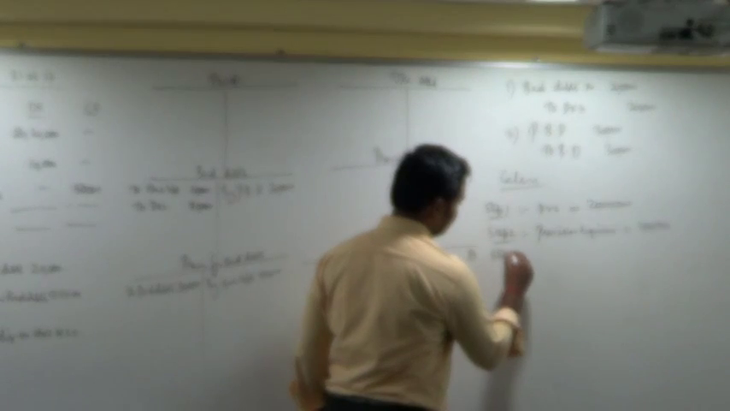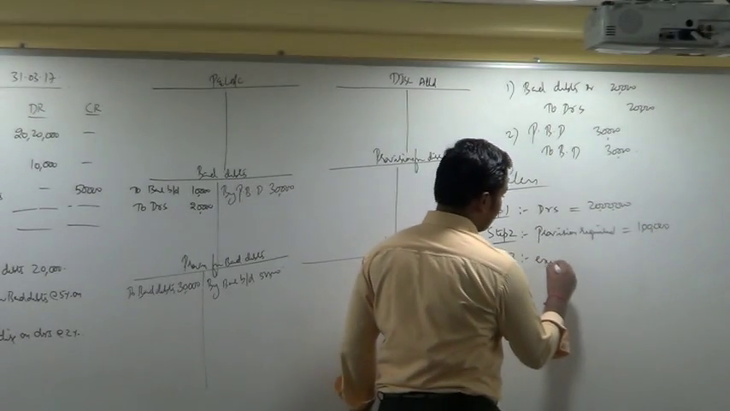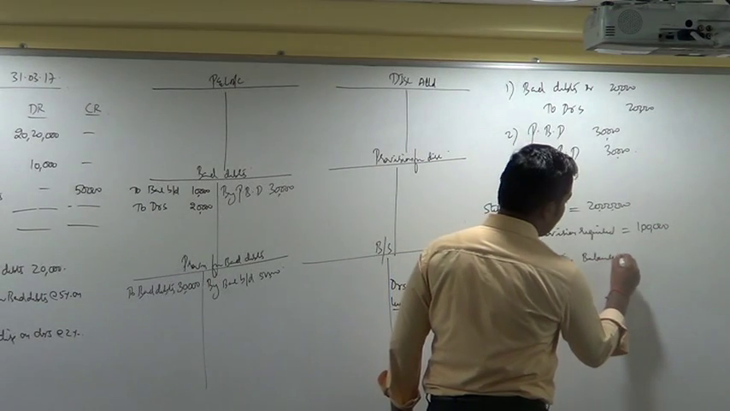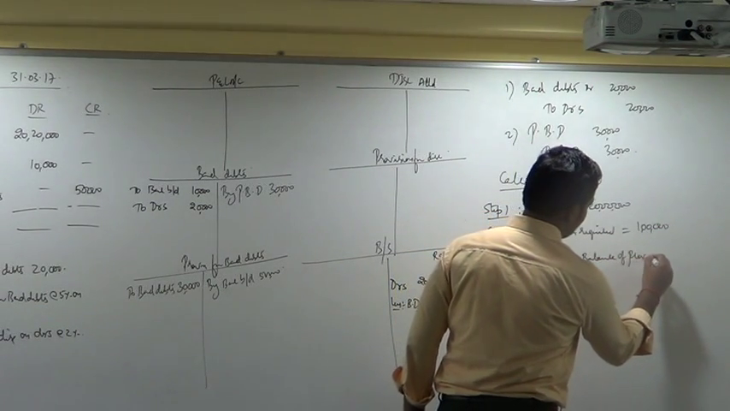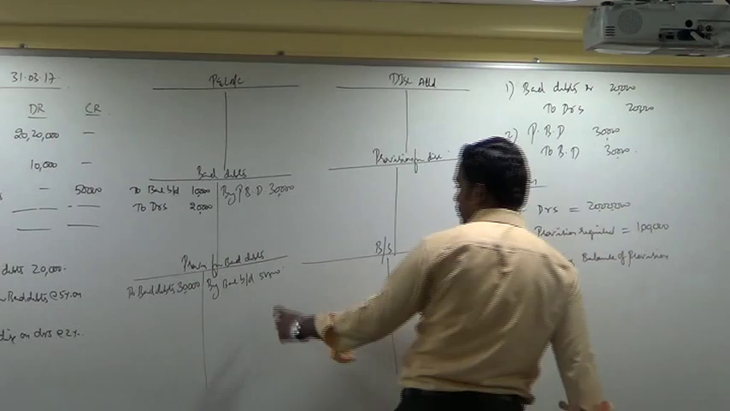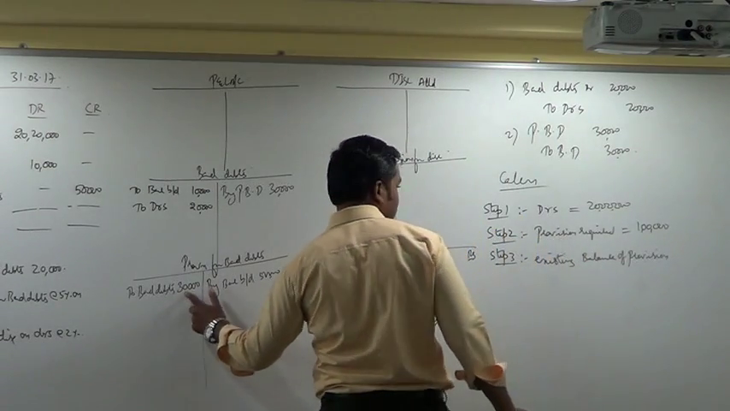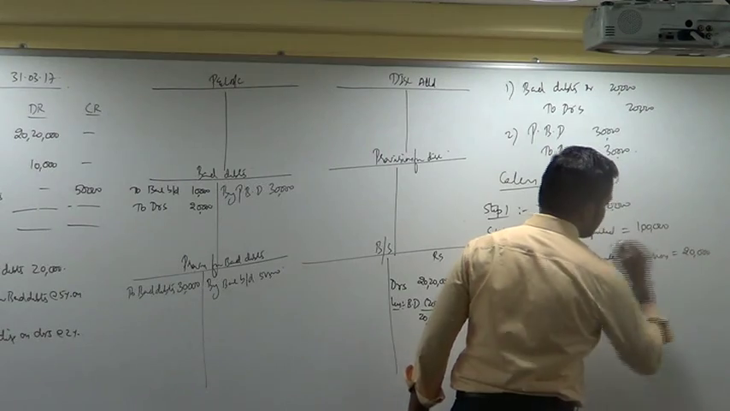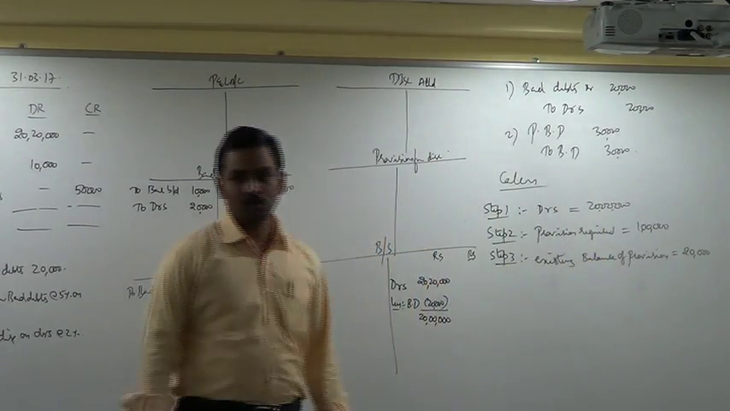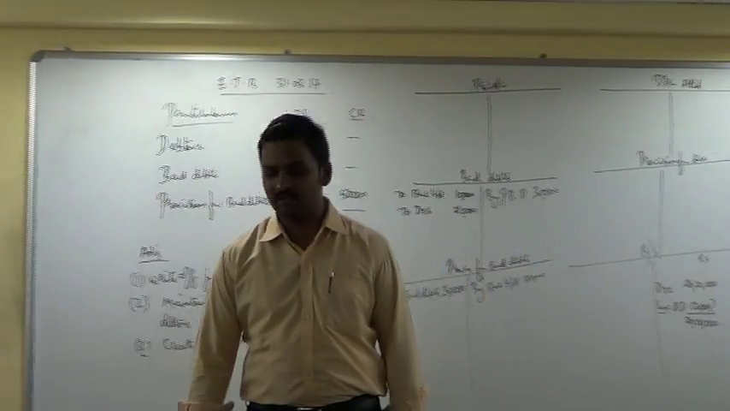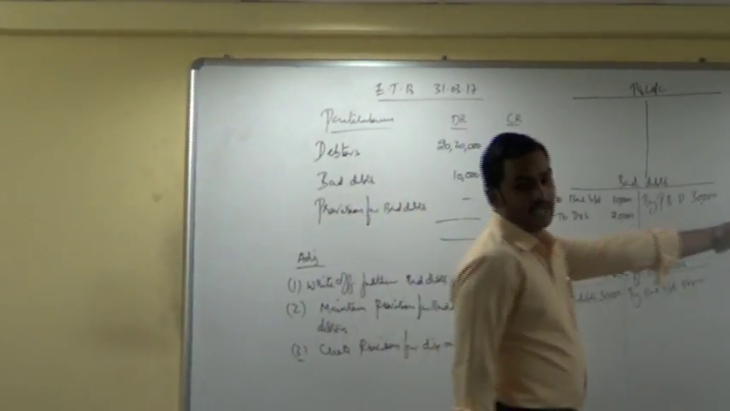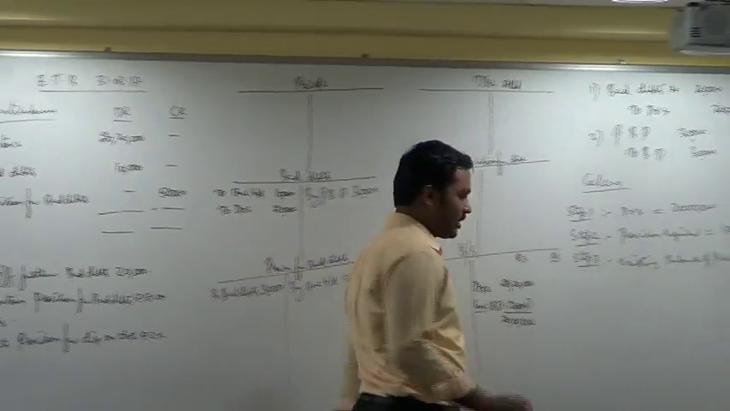Step 3: existing balance in provision. Out of 50,000, 30,000 is used up. Hence we have an existing balance of only 20,000. Out of 50,000 we have consumed 30,000. We have a balance of only 20,000. We want 1 lakh, but we have 20,000.